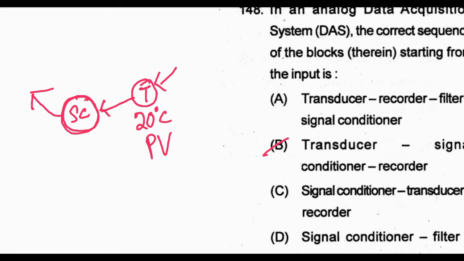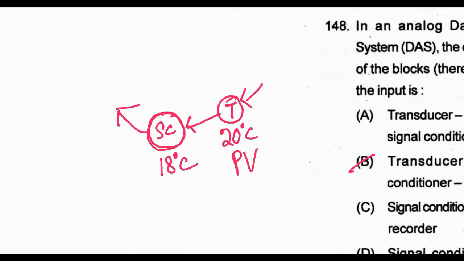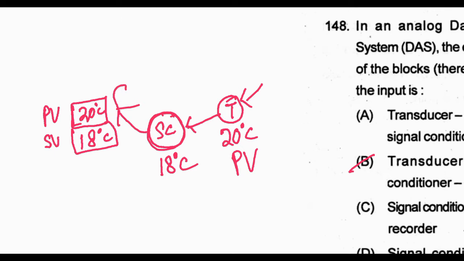And what is the standard value or the input value? Suppose we have set by remote that the room should be 18 degrees Celsius. So it will compare the two and record this, showing us that the process value is 20 degrees Celsius and the set value is 18 degrees Celsius. So what will it do? It will give the feedback and continue running the AC so that it will reach 18 degrees Celsius again. So this is the practical real life example of this process.